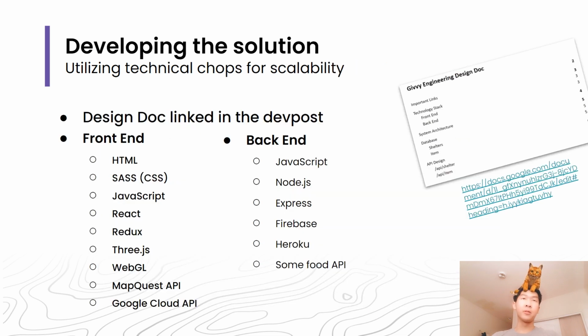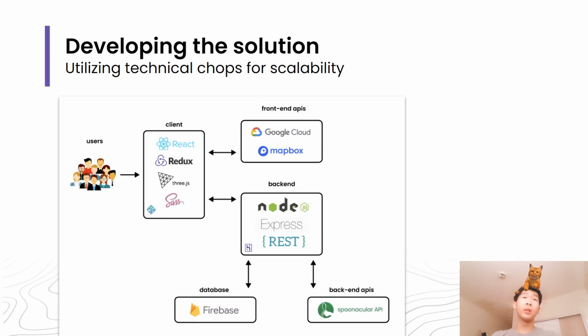Now, going on to the technical side, I won't talk too much about it because we have a design doc linked in the dev post, but this is just a small list of all of our front-end and back-end stacks that we used. Now going over a little bit on system architecture. On the front end, we have React Redux for state management, Three.js for all of the interactive 3D buildings you see on the map, and Sass for a CSS processor. All of this is interacting with front-end APIs like Google Cloud Vision from Google GCP. We use Mapbox for the map.